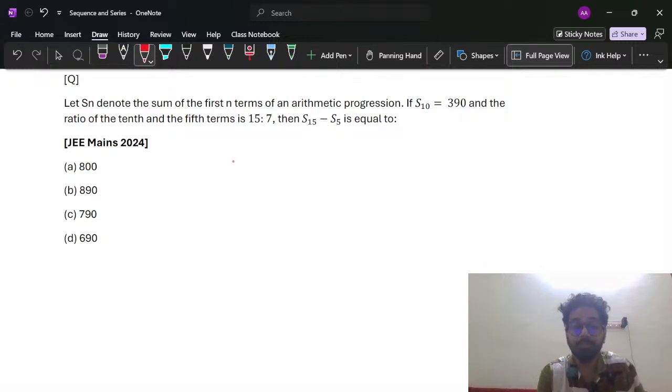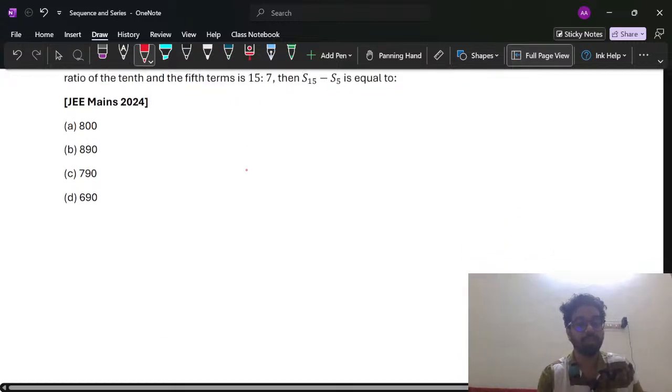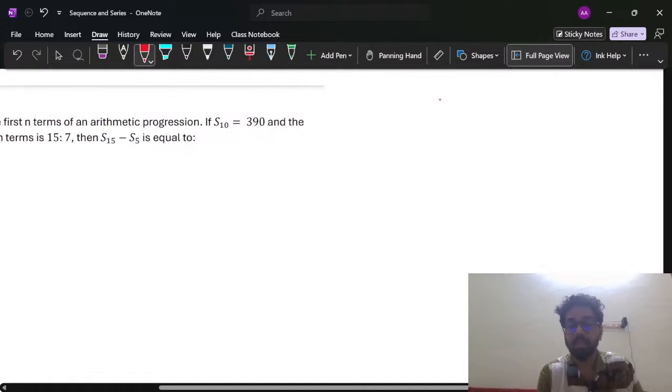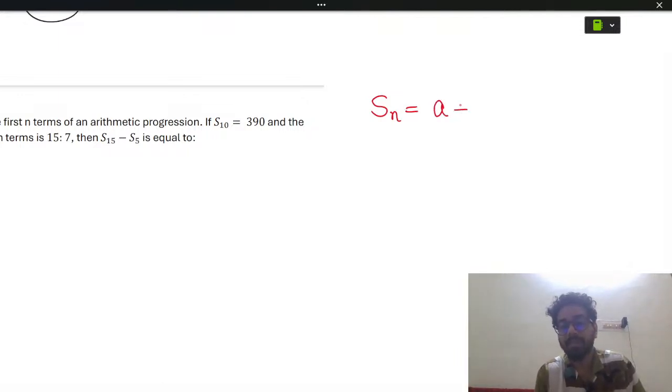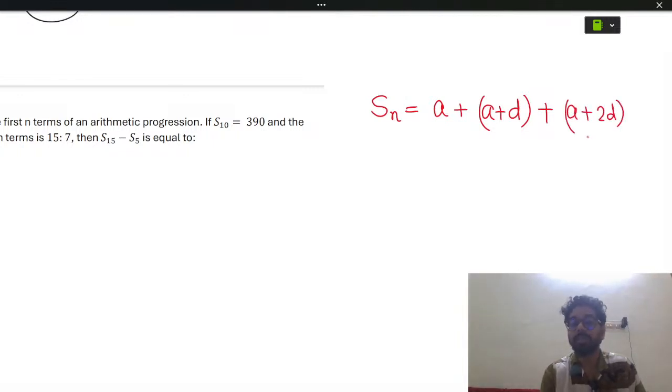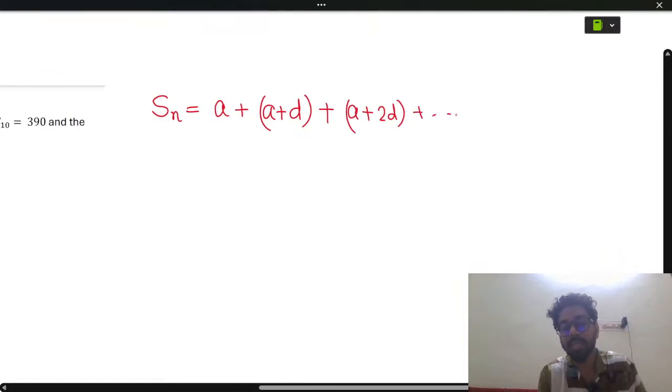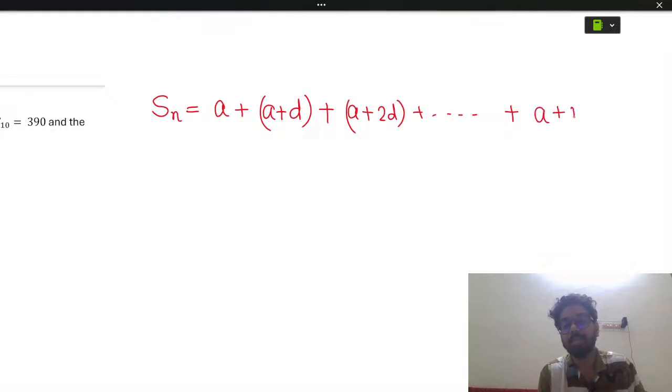Chaliye, let's start. The question is how we get the formula for the sum of n terms of an arithmetic progression. First of all, what is Sn? It's the sum of arithmetic terms. The first term is a. The next term is a plus d, next a plus 2d, next a plus 3d, and so on. Yesterday we calculated the nth term: a plus (n minus 1)d.